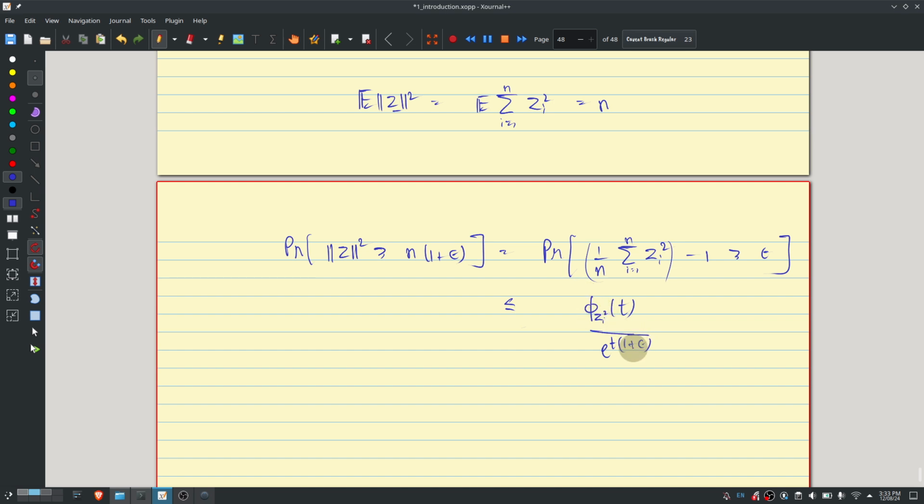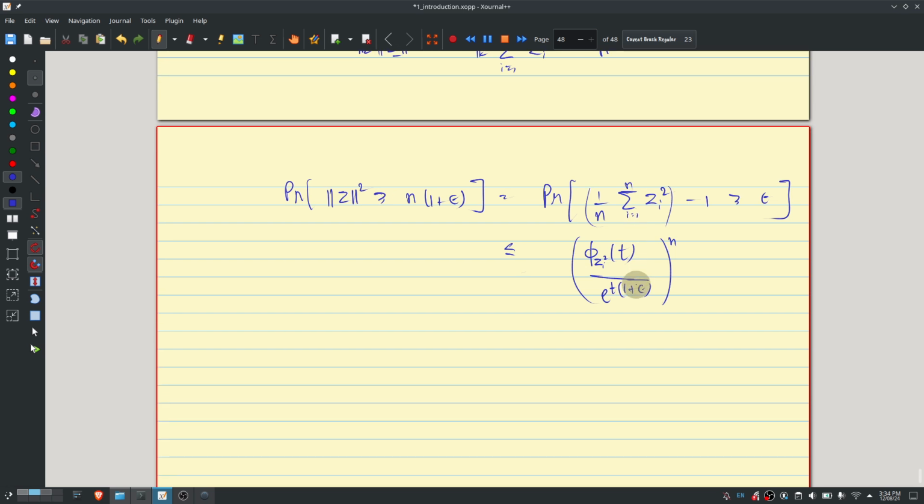Correct, summation, but well, it will be the average, or if you want to take the summation, then there would be summation i equal to 1 to n zi square minus n greater than or equal to n times epsilon. So what is the moment generating function of the sum of independent random variables? Whole to the power of n. It's just going to be this whole to the power of n. Right? Okay.